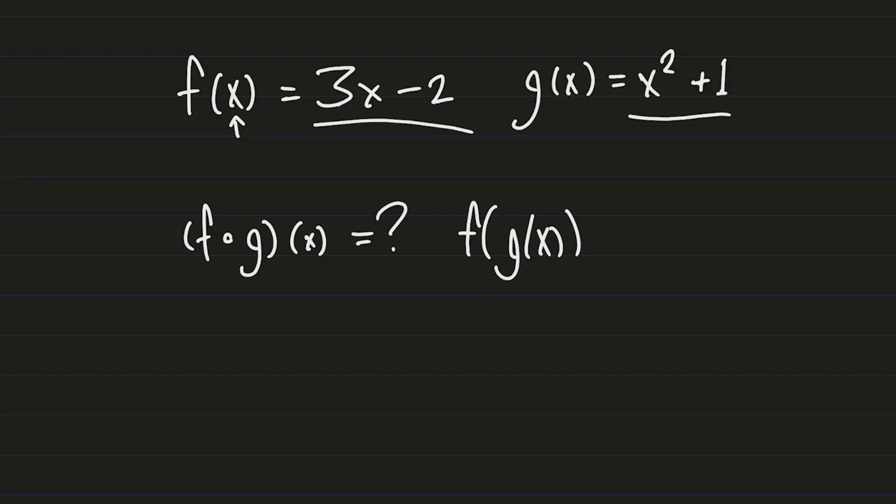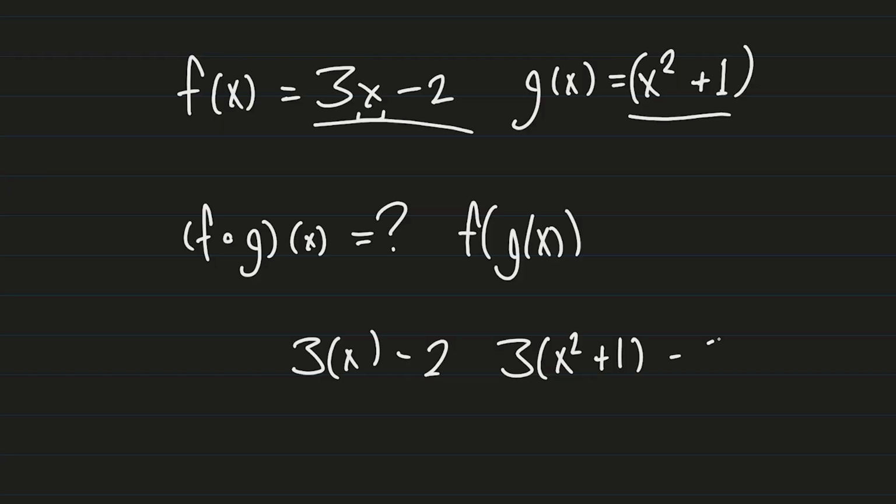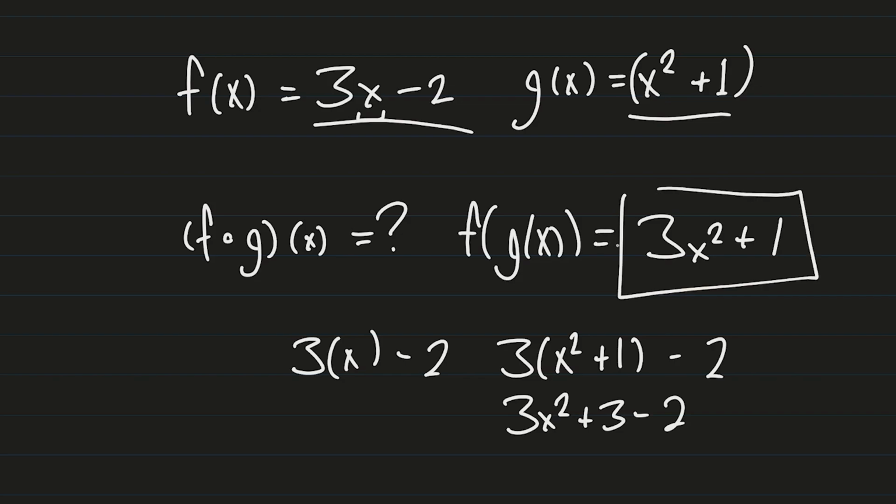Here we have our input, and here we can see that our input lies here in our graph of f. F is what we would call our outside function. G of x is the inside function. So instead of putting x here, you're going to put all of g of x there. So in f of x, you would have 3 times x minus 2, right? But instead of x, you're going to have g of x. So you'll have 3 times x squared plus 1 minus 2, which is 3x squared plus 3 minus 2, or 3x squared plus 1. That is f of g of x.